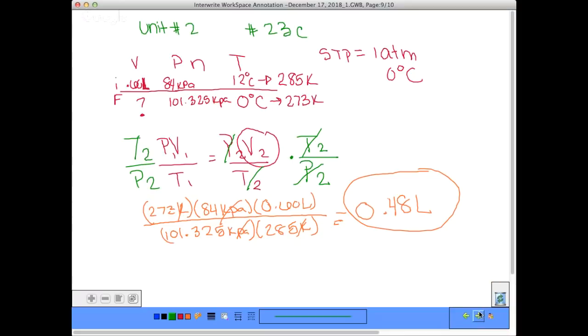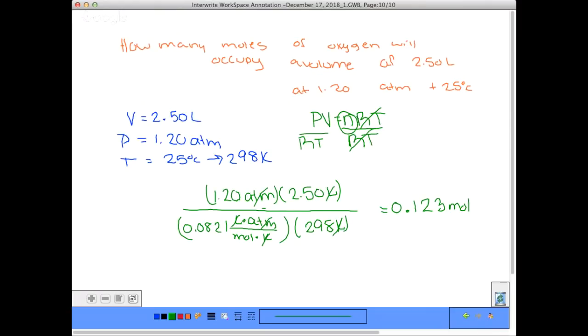And yes, you want to make sure that... whoops, hold on one second. You always want to make sure that... this is not working. There you go. You always want to make sure that your temperature is in kelvins.